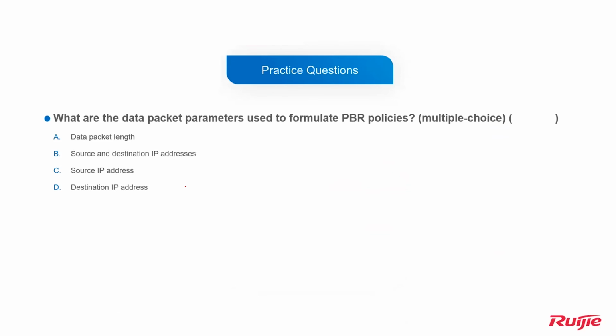And next, what are the data packet parameters used to formulate PBR policies? It's a multiple choice, which of the following parameters can be used to define a PBR policy. A, data packet length is true, and B, source and destination IP is true. C, source IP, D, destination IP. Here we choose A, B, C, D. All of them can be used to define a PBR policy.